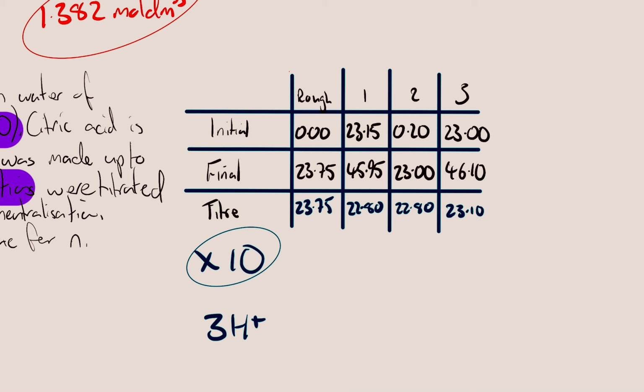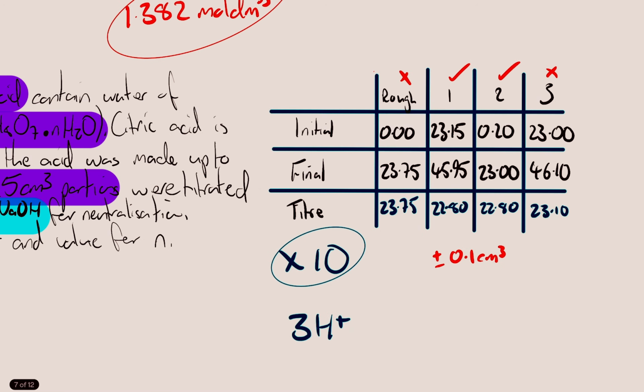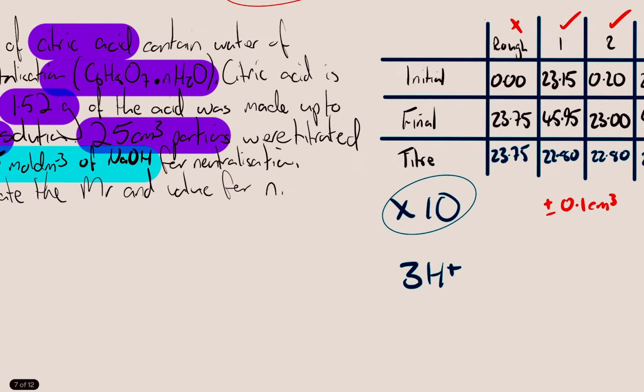I'm looking for concordant results, so within plus or minus 0.1 centimetre cubed of each other. Exclude the rough. 1 and 2 are the same, and 3 is too far out. So here my volume is going to be 22.80. If these were 2 different values, I'd add them up and divide by 2. If these 3 were concordant, I'd add all 3 up and divide by 3.